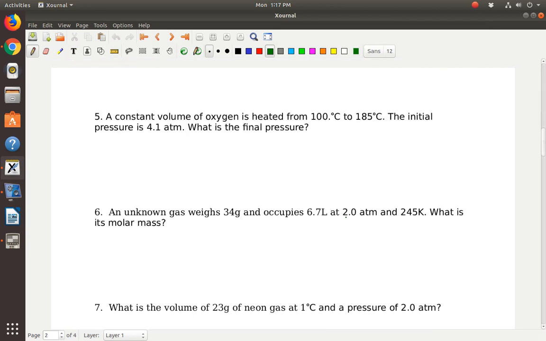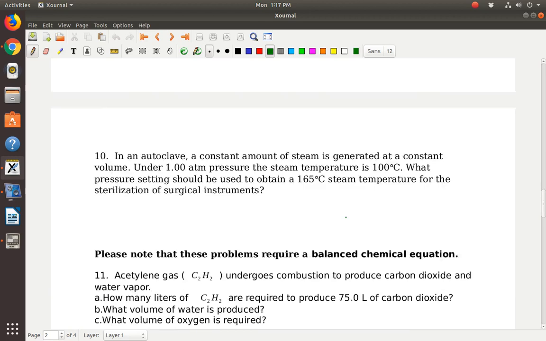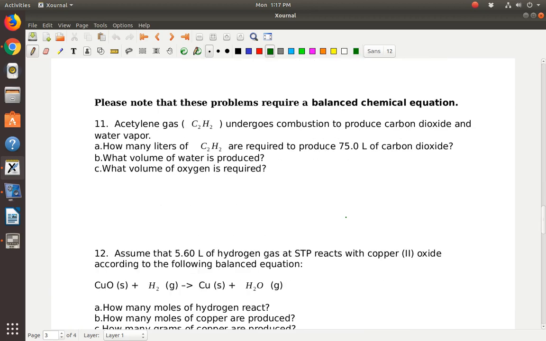For chapter 10 2B, we're going to go down and do number 11 together. So pull out the worksheet and turn to number 11. It says here, acetylene gas, and here's the formula, undergoes combustion. That means it's going to be burning to produce carbon dioxide and water. So how many liters of acetylene are produced?